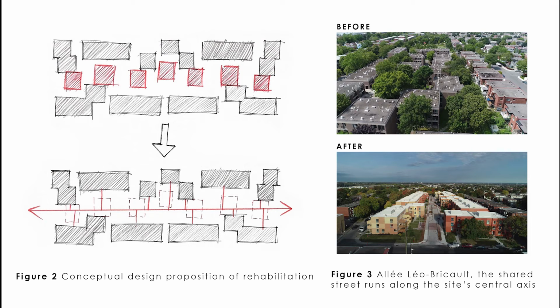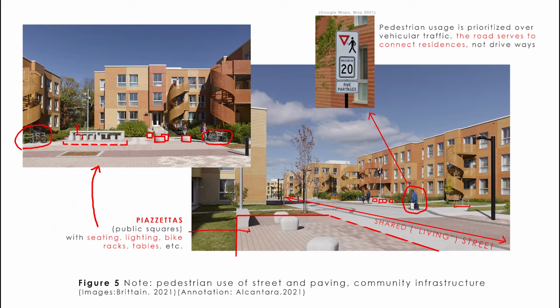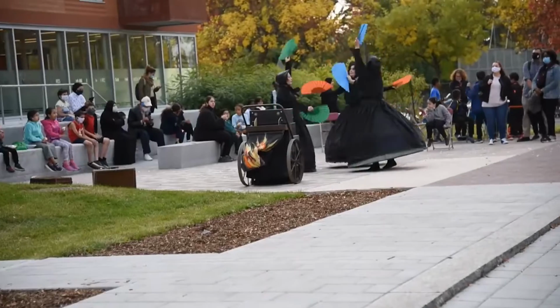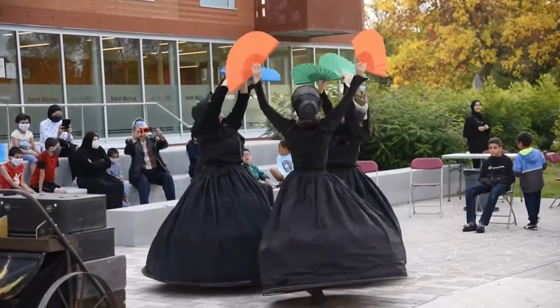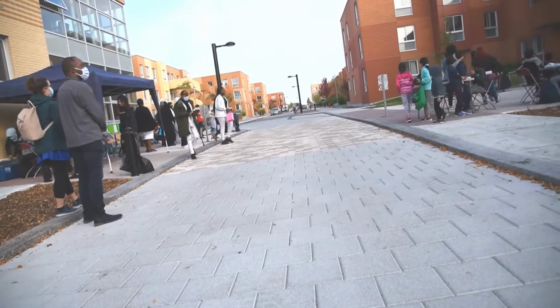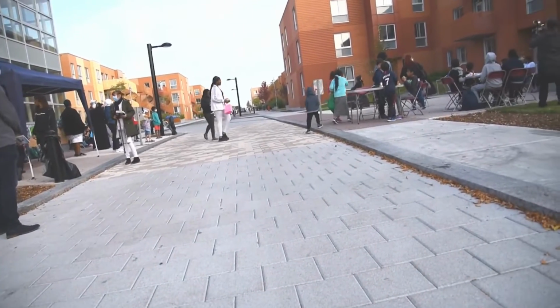Given the 70s built brutalist housing complex, they demolished 6 buildings, creating small public squares in their place. The designers create a shared street along the site's central axis, implementing the Danish Woonerf living street concept to prioritize pedestrian road usage and create space for community activities. See here how they've paid specific attention to the treatment of paving to denote street usage.